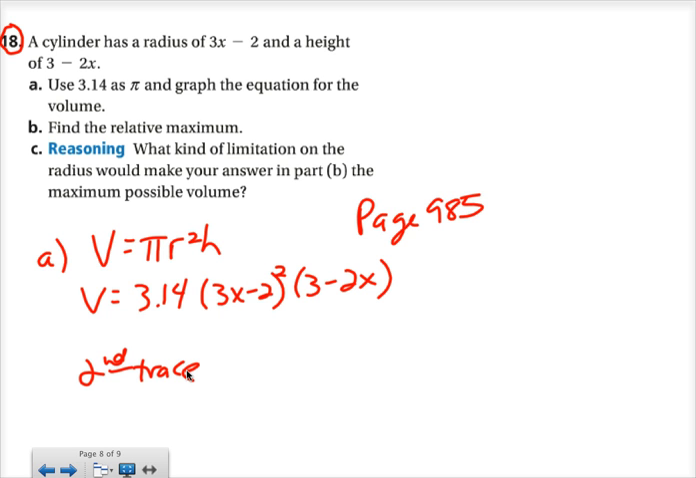And then C says, what kind of limitation on the radius would make your answer in part B the maximum possible volume? So what you want to do is think about the fact that you cannot have a negative radius. So in this case, we'd have to say, you know what, we need this to be a positive 0 as we go through it, because we might see some negative zeros as well. But it has to be a positive 0 for that piece.